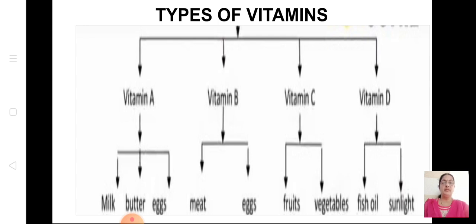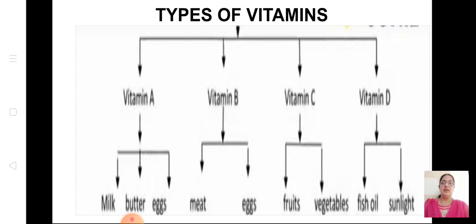Whatever is given in the paragraph, only those words you will put over here. You know you will get vitamin A from carrot or papaya, but you will not write that, because it is not given in the paragraph. Whatever is given in the paragraph, only that should be mentioned in the tree diagram.